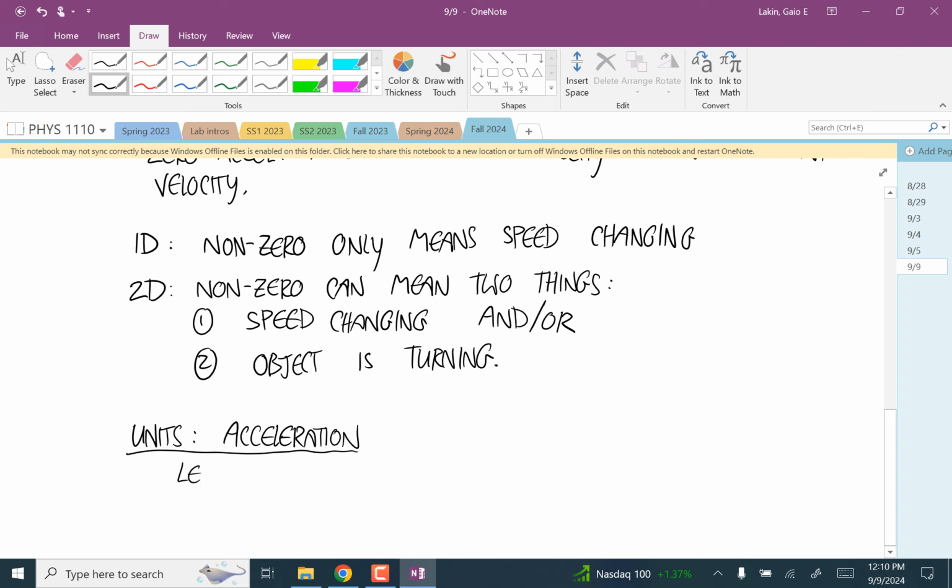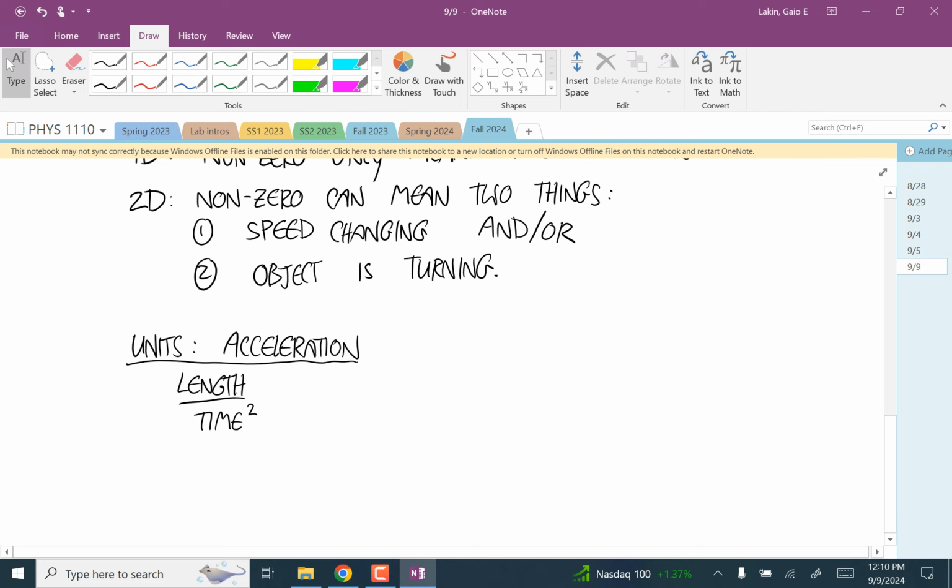Okay, the units of acceleration always have to be units of length divided by units of time squared. And the SI units, therefore, have to be meters per second squared.